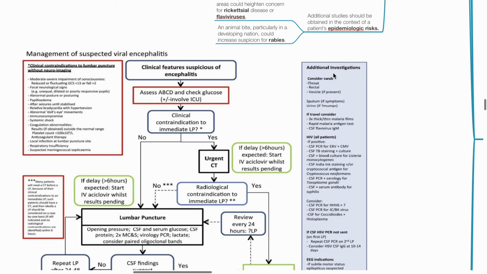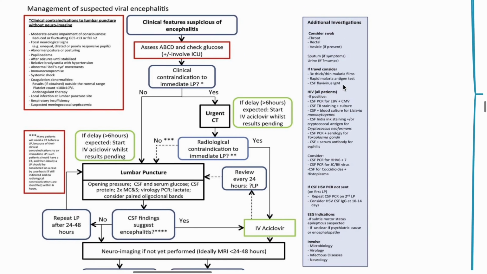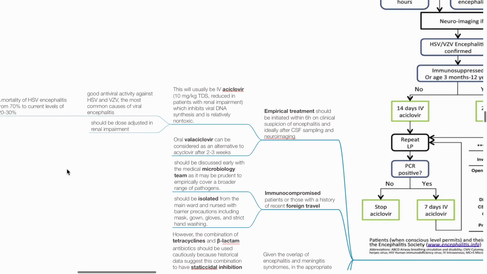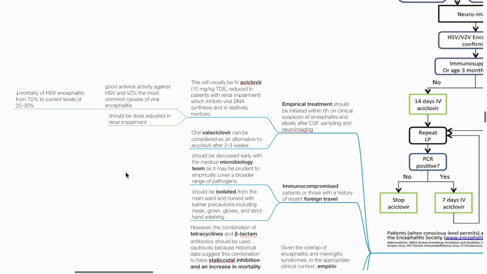Additional investigations are listed here for completion. Empirical treatment should be initiated within 6 hours of clinical suspicion of encephalitis, ideally after CSF sampling and neuroimaging. This will usually be IV acyclovir, 10 mg per kg TDS. Dose should be renally adjusted. Acyclovir inhibits viral DNA synthesis and is relatively non-toxic.